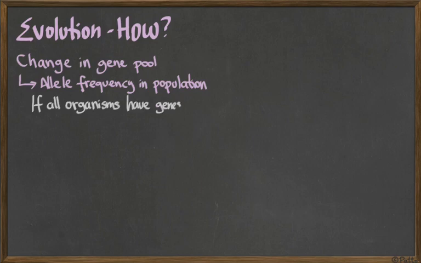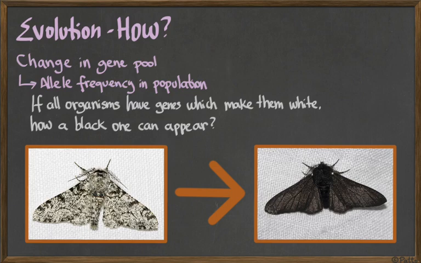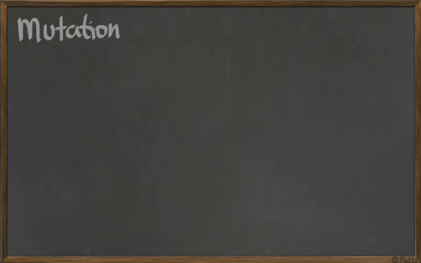So, if all organisms have genes that make them white, like this peppered moth over here, how can a black one appear? How is it possible that suddenly you have, oh look, this one is a black pigmented moth? So for this to happen, something called mutation will happen.